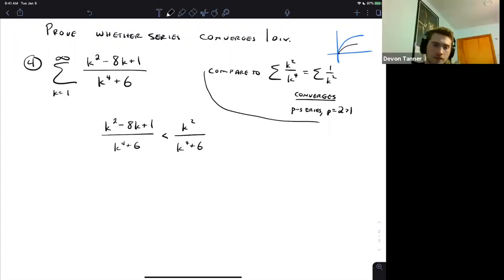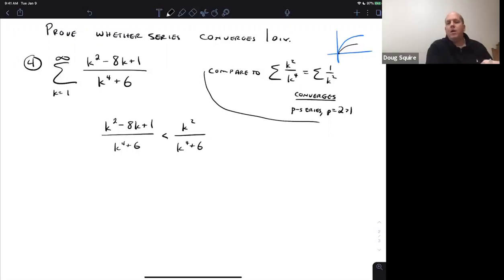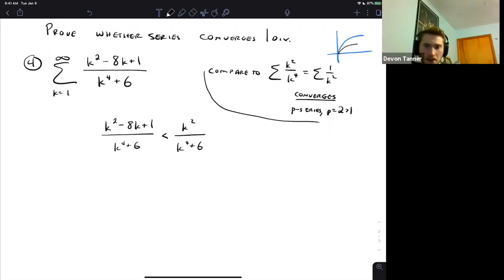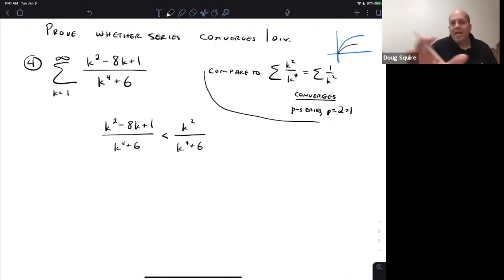The one on the left has a smaller numerator. How do we know that? How do we know that k squared minus 8k plus 1 is smaller than k squared? Because it has the extra minus 8k on the left. Because you're subtracting 8k, and 8k is bigger than 1, so the top is smaller on the first fraction than the top is on the second fraction.